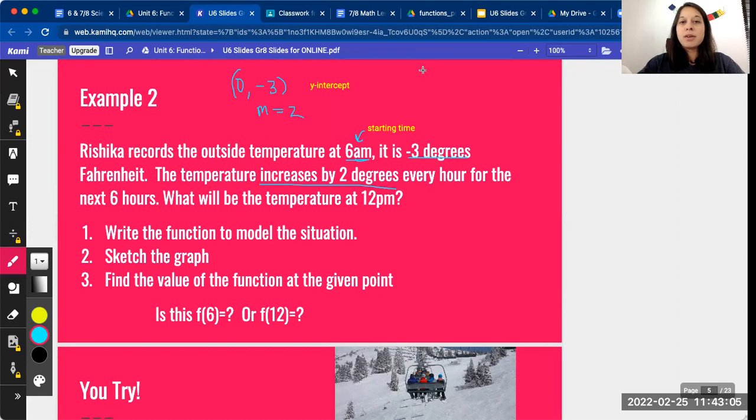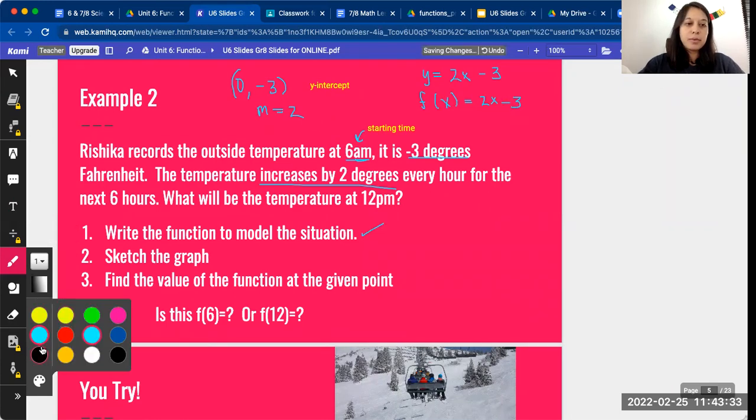So I can write my equation as y equals 2x, and then my y-intercept is -3, so I can just write -3. Function notation means f of x equals 2x minus 3. Okay, so I have the function. Now let's sketch the graph.